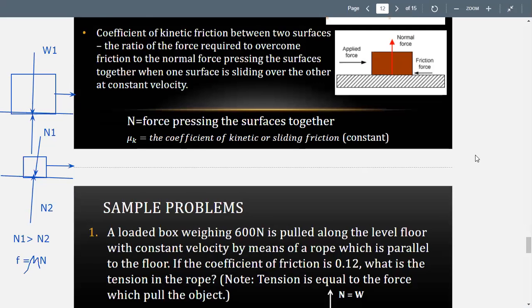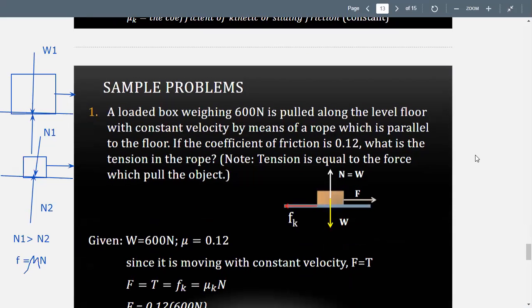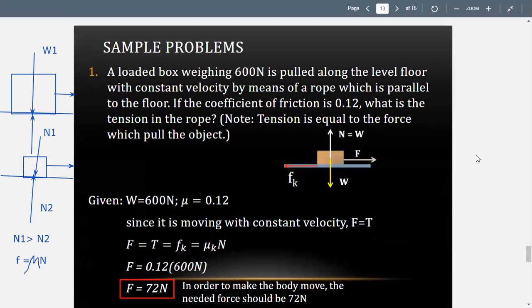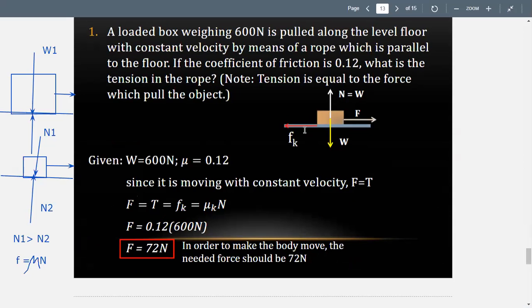Okay, so now we have the equation there. Let's try this sample problem. A loaded box, so this box has contents. Its weight is around 600 Newton, and it is pulled along the level floor with constant velocity.